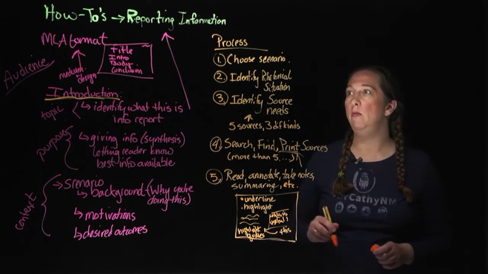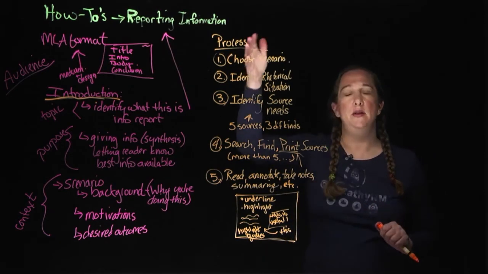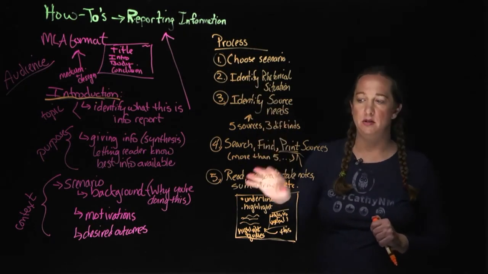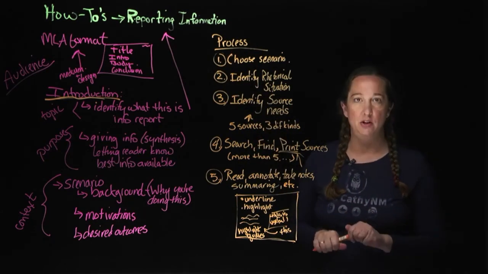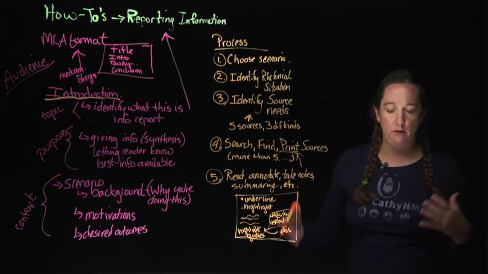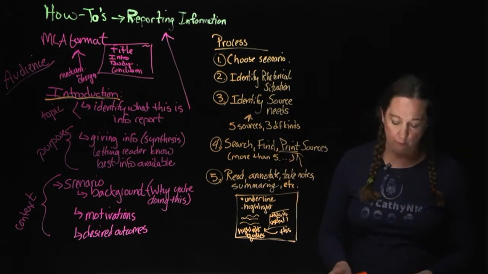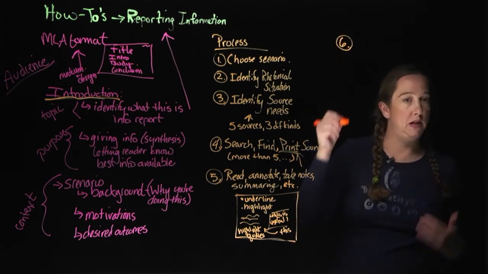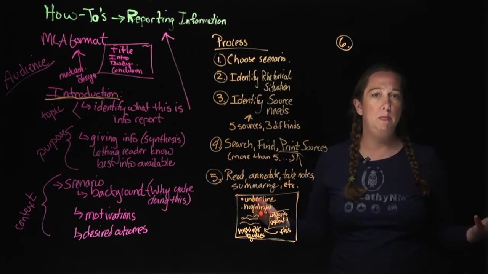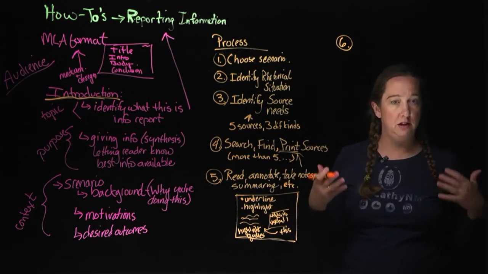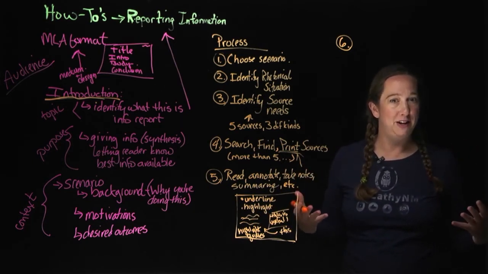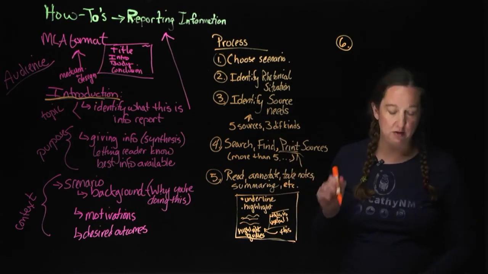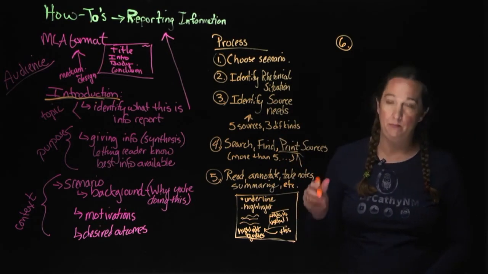So now that we have chosen our scenario, identified our situation, talked about our source needs, found our sources, and gotten through all of that information, we have an idea of the framework that we're working with for our paper. So our 6th step in this whole process is going to be building our framework. You can't build a house if you start with the windows. You need to actually build the foundation and put in the framework first. So let's talk about building that framework.